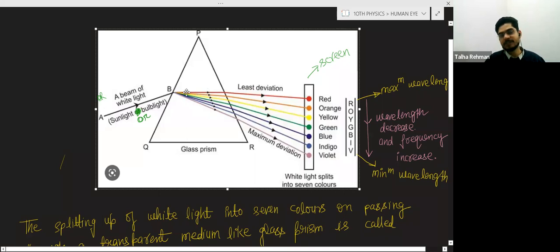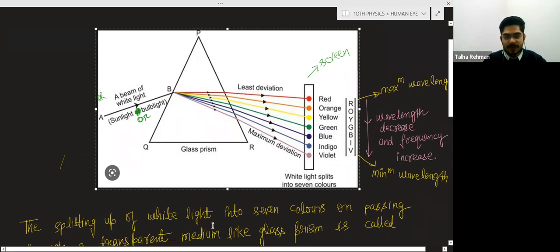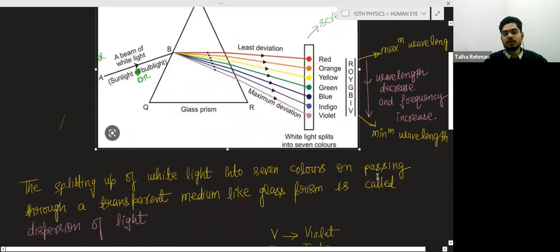Here, refraction is basically taking place for different colors. So a different amount of refraction is taking place. Okay, so this is known as the dispersion of light. Basically, the splitting up of white light into 7 colors on passing through a transparent medium like a prism is called dispersion of light.